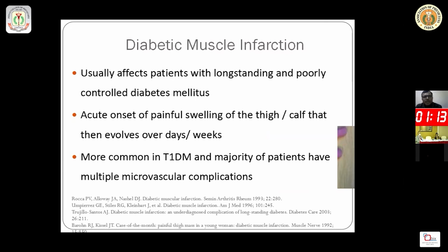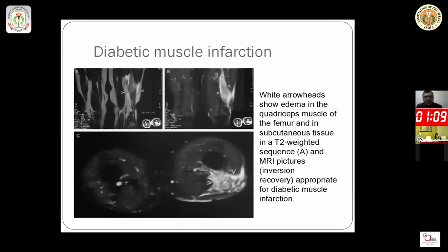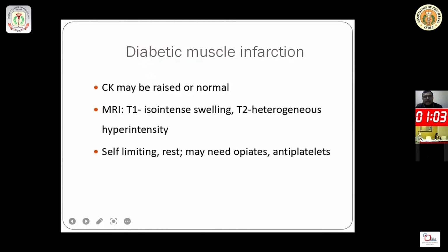wherein there is acute onset of painful swelling of the thigh, more common in type 1, and in those having multiple microvascular complications. MRI shows edema in the involved muscles, and this is a condition wherein the CPK may be raised or may be normal. On MRI, T1 shows iso-intense swelling and T2 shows heterogeneous hyperintensity. It is self-limiting; rest, and may need opiates or antiplatelets.